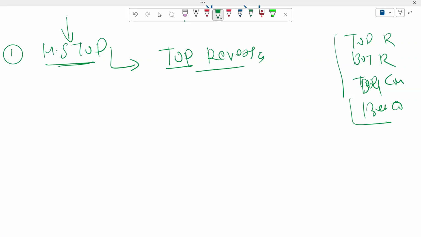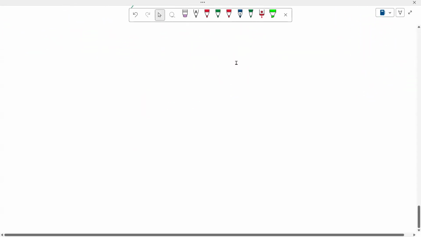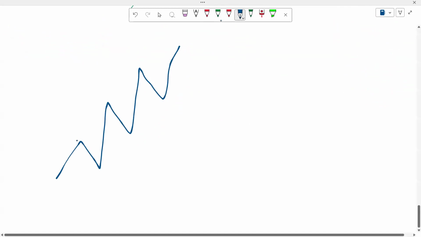Top reversal means there will be some resistance line, and your stock hits that resistance and simply reverses from this point. So let's see the head and shoulder top. How does the pattern look? Now your market is continuously in an uptrend. This is an uptrend because it makes higher highs and higher lows. So now at this point, you have drawn the trend line.